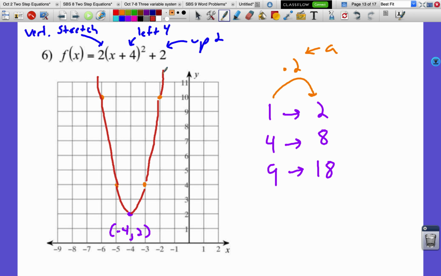And try to make your parabola look good. Little arrows at the end to show that it goes on forever.